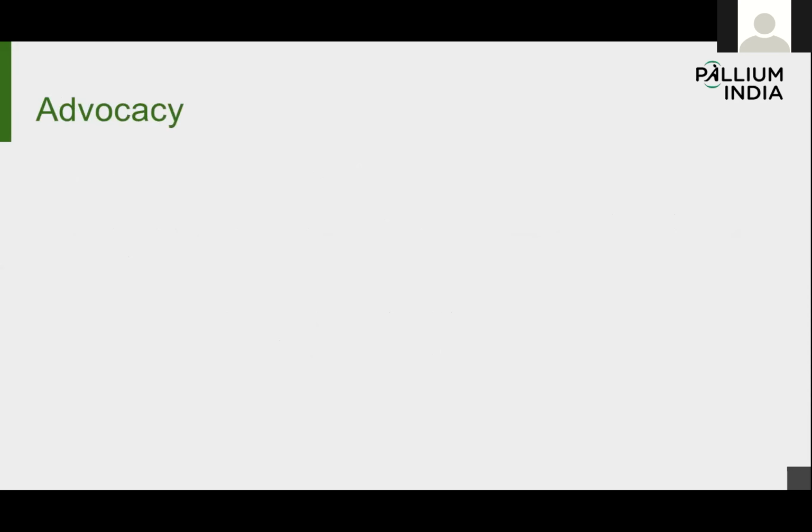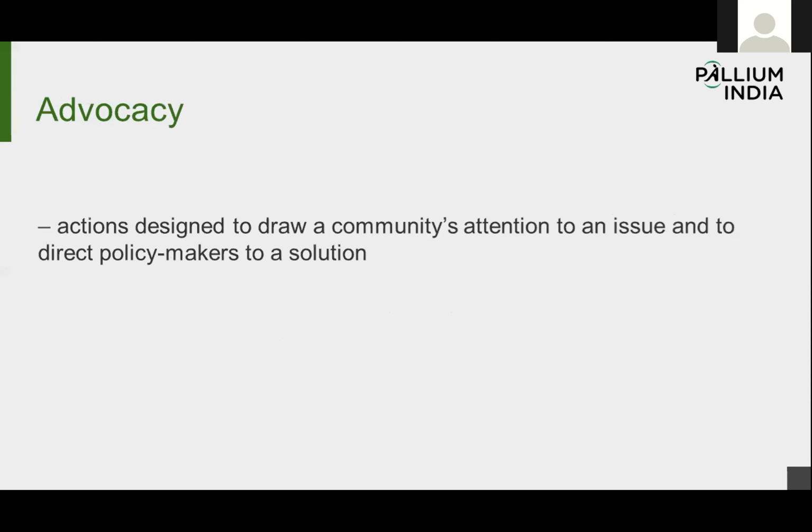So we move on to advocacy. Now, again, it's simple. The definition seems very simple. It is about drawing the attention of the community and the policymakers. If you look at advocacy, it comes from the word advocate. That is, we are fighting for the rights of, or trying to support, someone who is voiceless or not able to stand for himself. Now, we are playing the role of an advocate. When I say we, I'm including you and me as part of this advocacy. Each one of us should be doing this.